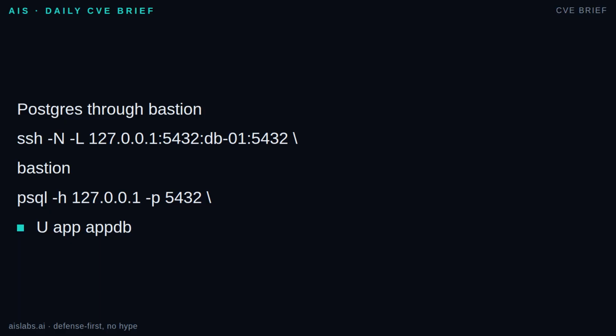In Terminal 1, start the tunnel shown on screen. Leave it running. In Terminal 2, run psql against 127.0.0.1 port 5432. psql thinks the database is local, but SSH is carrying the TCP stream to bastion, and bastion is connecting to db-01. Database authentication still happens at Postgres. SSH gets you to the network location. It does not replace database users, passwords, certificates, or row permissions.